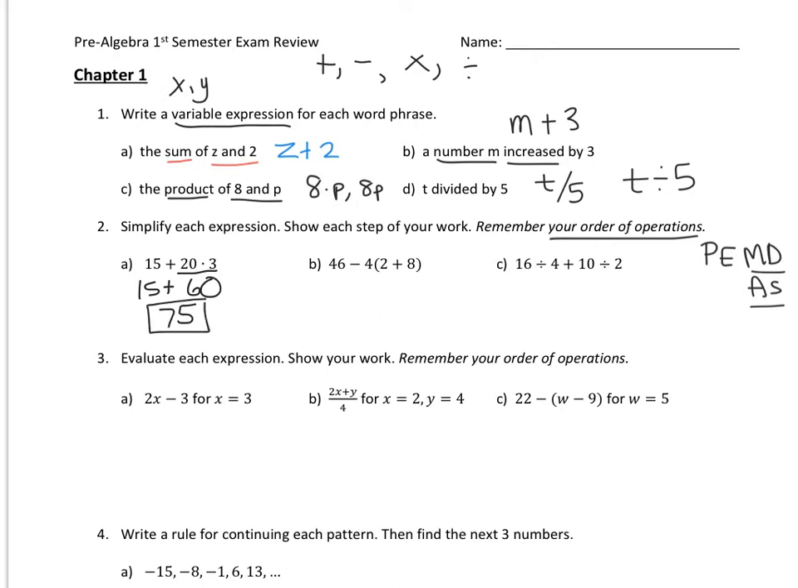And letter B, I need to do the parentheses first. So it's 46 minus 4 times 10. Again, I need to multiply before I subtract. So it's going to be 46 minus 40, which is 6. And letter C, I'm going to divide first. So 16 divided by 4, which is 4, plus 10 divided by 2, which is 5. So 4 plus 5 is 9.